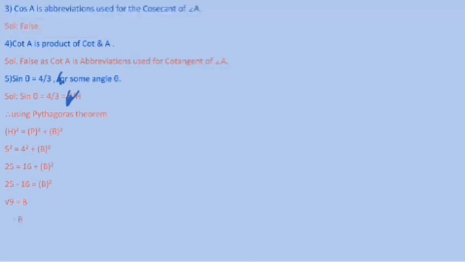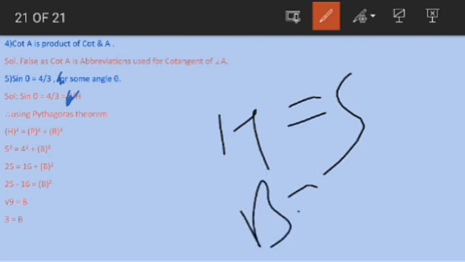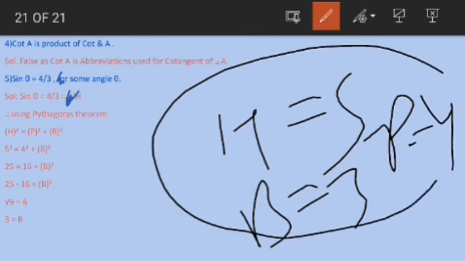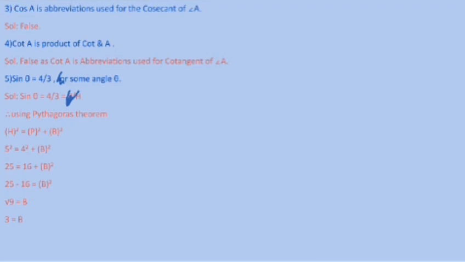So your base is going to be 3, and now we have all the three values, that is hypotenuse equals 5, base equals 3, perpendicular equals 4. Since the hypotenuse is the longest side here, therefore, yes, the value of sin theta equals 4 by 5 is possible for some angle theta. Since this triangle is possible for sin theta equals 4 by 5, since hypotenuse is the longer side, the statement is true. The statement is right, and the answer is true.